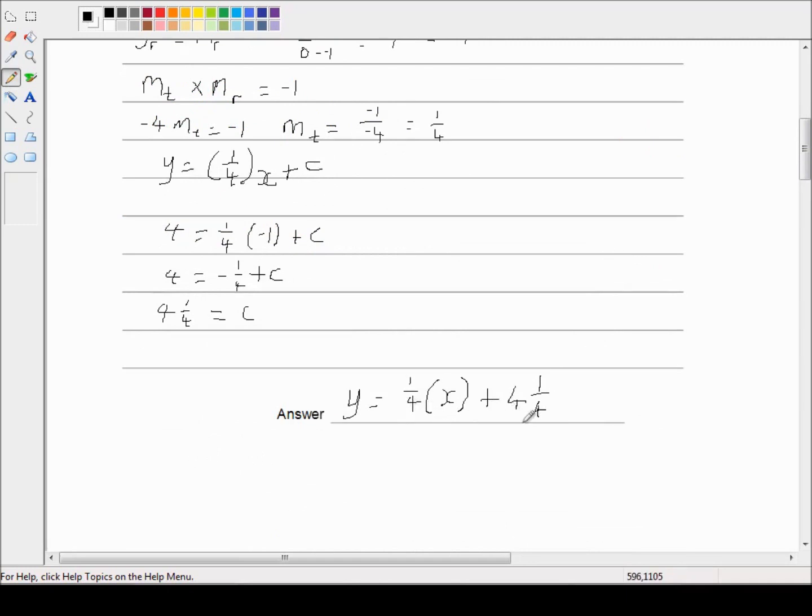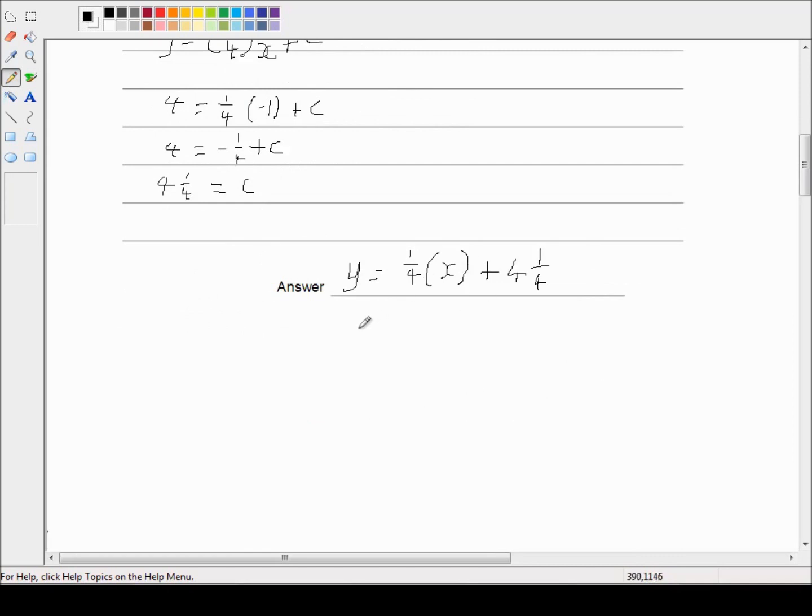You can write this in another way if you like. You could have said y is equal to x over 4 plus, well, you could have said 4 and 1/4, or 4 times 4 is 16 plus 1 is 17, so you could have said 17 over 4, or you could have written that as 4.25. That would also work. You could even write y equals 0.25x plus 4.25. Any of those ways of writing it would have been fine.